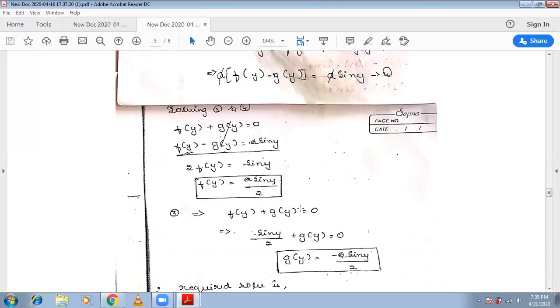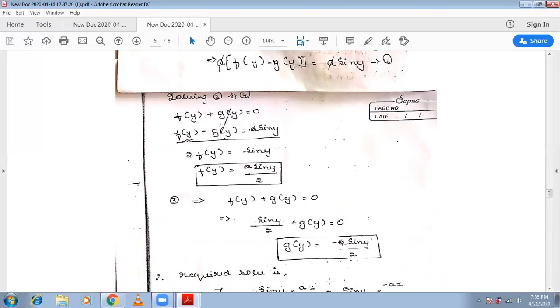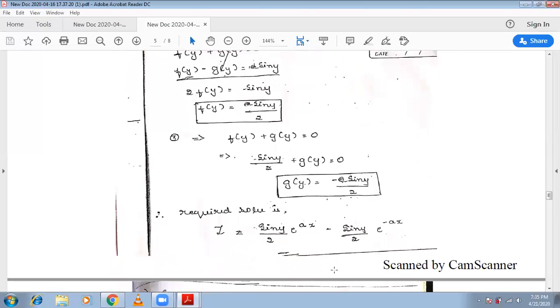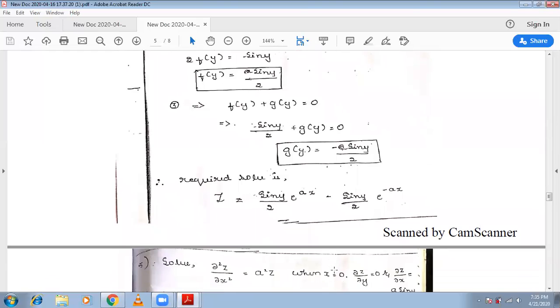And f of x plus g of x is equal to 0. f of y plus g of y is equal to 0. g of y is equal to minus f of y. So this becomes minus sin y divided by 2. This is plus sin y by 2 and this is minus sin y by 2. Substitute f of y and g of y value. This is the required solution.